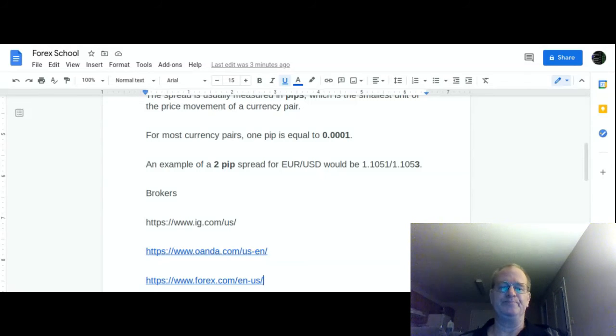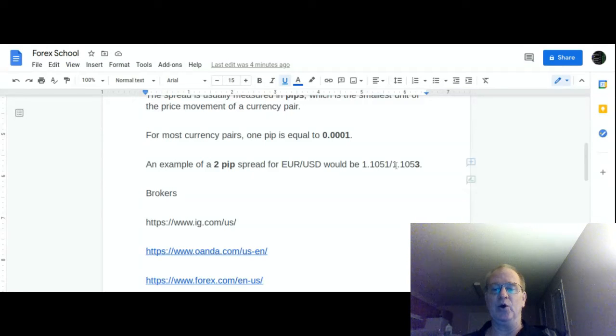That's 1 pip. And here I have an example of a 2 pip spread for the euro and the US dollar. So the lower price is 1.1051, and that's what you could sell it for. The 1.1053 is the higher price, that's what you can buy it for. So in this example, you're down 2 pips.